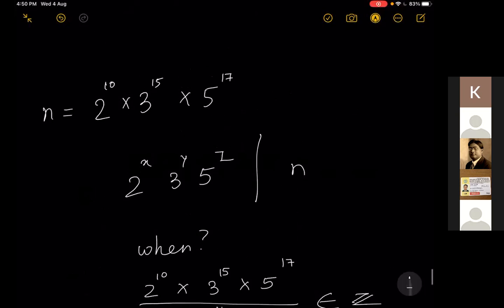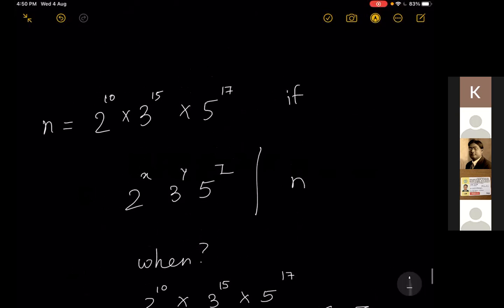Also, suppose t is a factor of n, then can t have any prime other than 2, 3 or 5? No, sir. So even if my t is a very small number, it still cannot be a factor because it will not cancel. It will be an improper fraction, but still it will be a fraction because it is not cancelling.